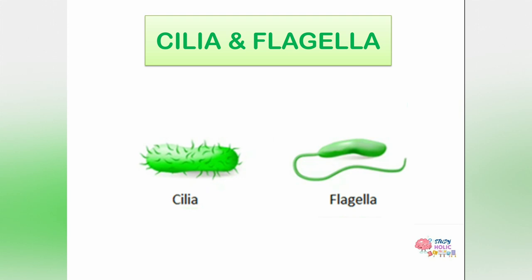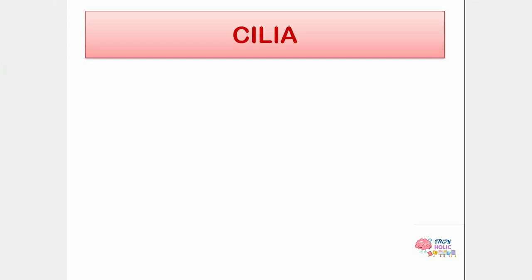So let's have just the general discussion about the cilia and the flagella both. The cilia and the flagella are basically hair-like projections on the surface of the cells. The internal structure of both of them is the same, but they may differ in the size, number, and the pattern of movements. So I'll be discussing first about the cilia.